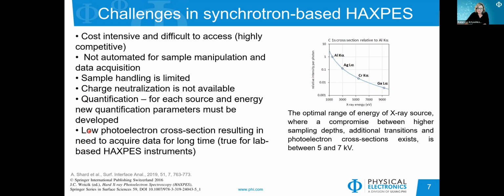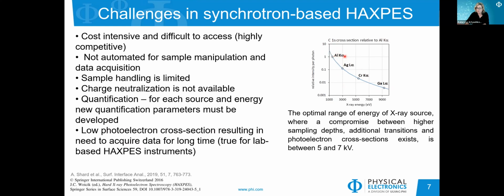Another disadvantage is that as we increase the energy of the X-ray source, the cross-section decreases dramatically. And that is also true for a lab-based system. Here we have the relative intensity of the carbon 1s peak with respect to aluminum K alpha for different high energy sources.